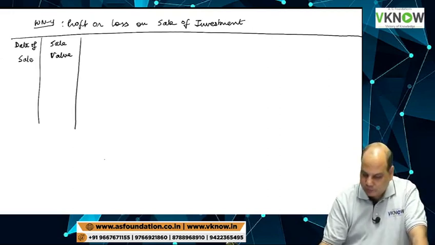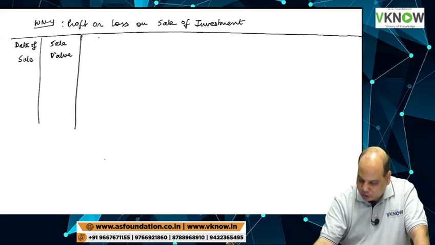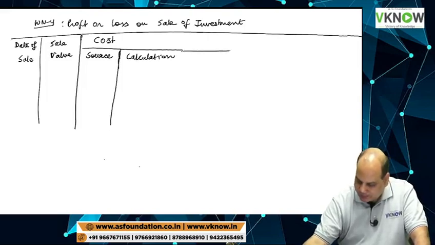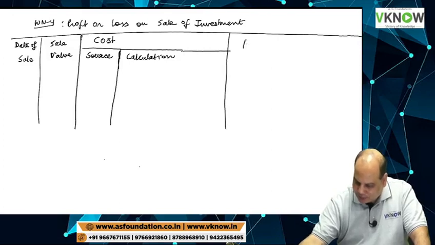Sale value. Then write down cost. Under cost write down source, and then write down calculation, and then write down profit.